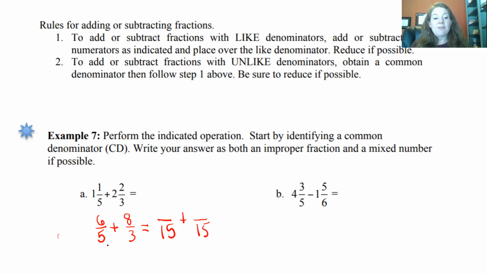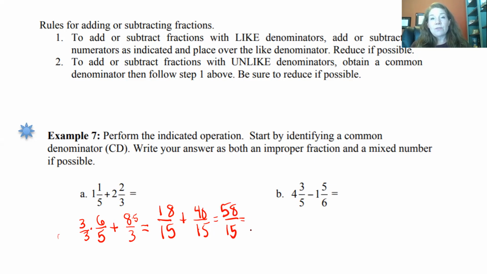So we went from 5 to 15. So 5 times 3 is 15, so we're going to multiply 6 times 3 and get 18. Well, 3 times 5 is 15, so we're going to multiply 8 times 5 and get 40. So now we're going to multiply? No, we're not. We're going to simply bring over our denominator. And then we're going to add 18 and 40, and we get 58.